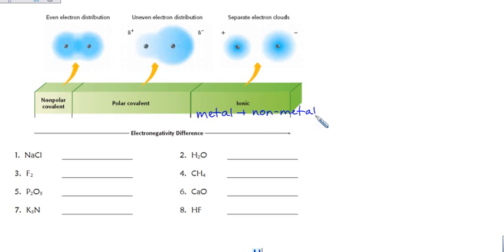Easiest way to pick out an ionic compound or an ionic bond. The covalents are all nonmetals. All nonmetals. And then I look for electronegativity differences. If the atoms are the same, they'll share the electrons the same. And there is no partial charge. That's what we mean by nonpolar. There's an even electron distribution.